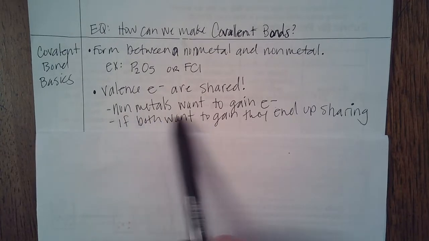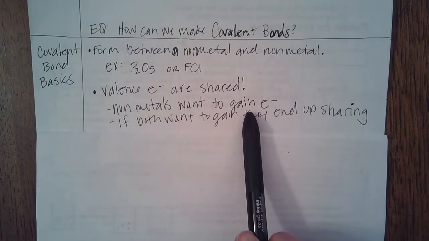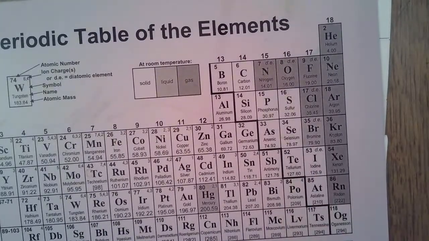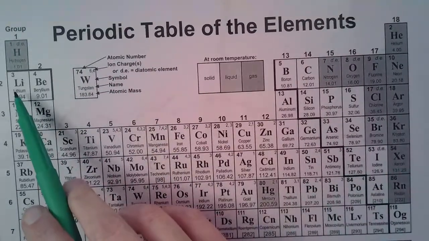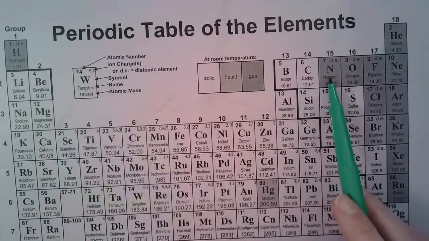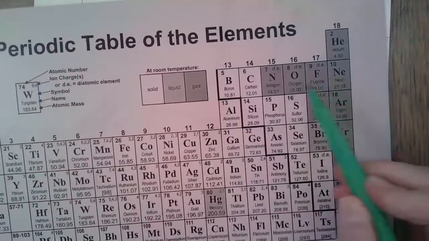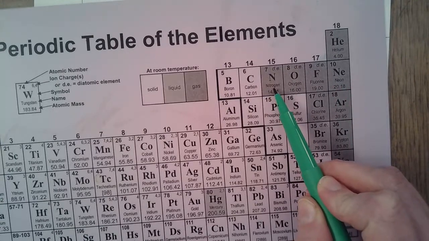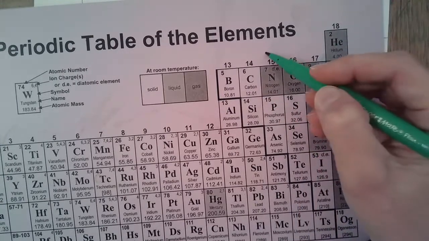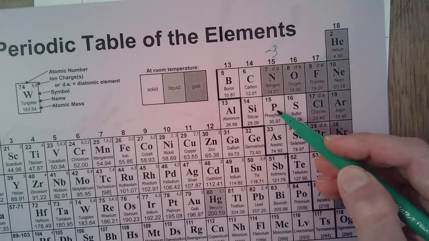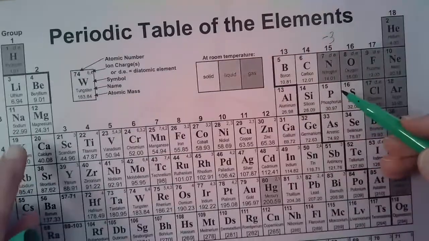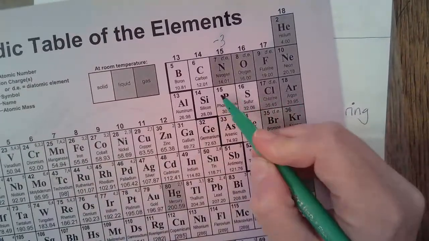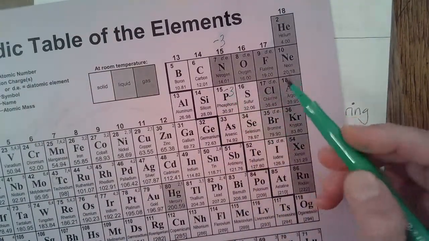Because nonmetals want to gain electrons, so nitrogen, for instance, has 5 valence electrons, 1, 2, 3, 4, 5. Nitrogen wants to gain 3 more because he has 5 valence electrons, 1, 2, 3, to become a -3 charge. Phosphorus wants to do this too. He has 1, 2, 3, 4, 5. So he wants to gain 3 to become a -3.